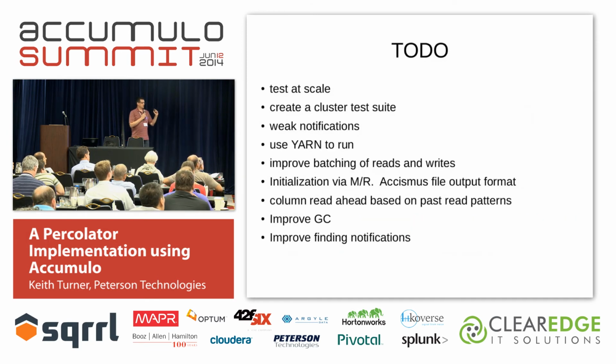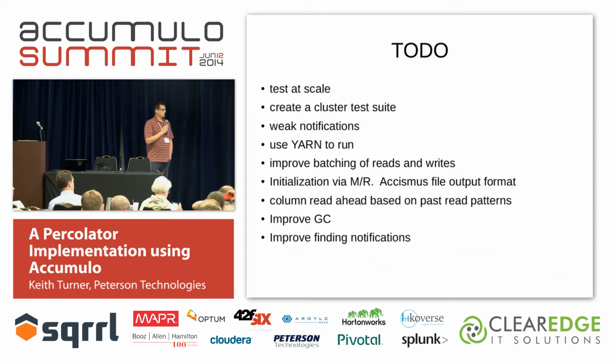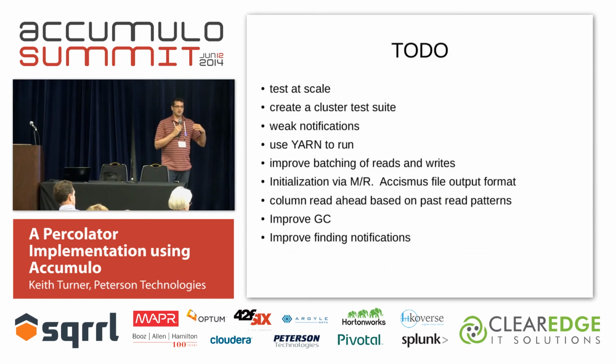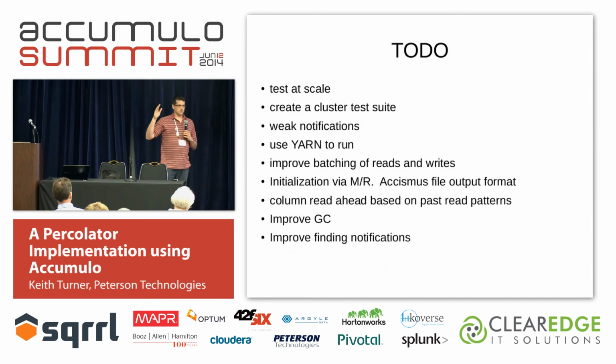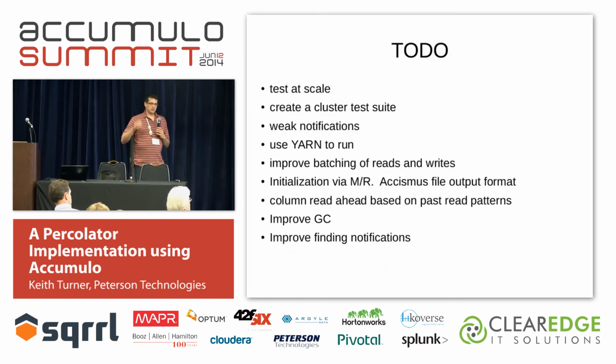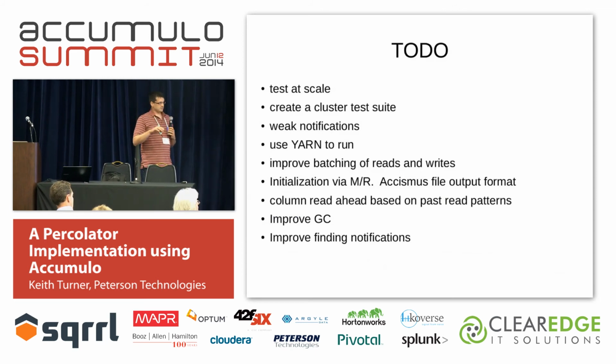And I have a long list of things that I would like to do. One of the things that would be nice would be to be able to run on Yarn. You have to start up all these worker processes, and it would be nice to be able to use Yarn just to start those up. I need to do the MapReduce code where you can actually write out an Accismus file that can be bulk imported into Accumulo. Need to improve garbage collection.